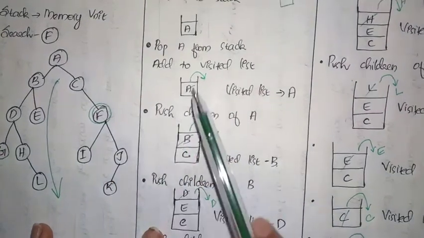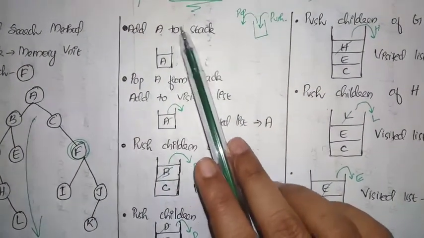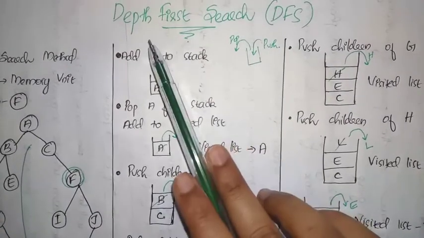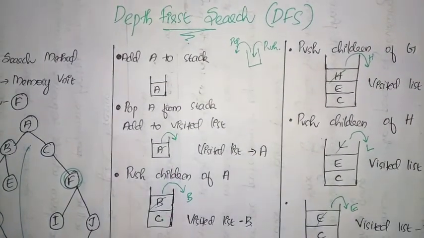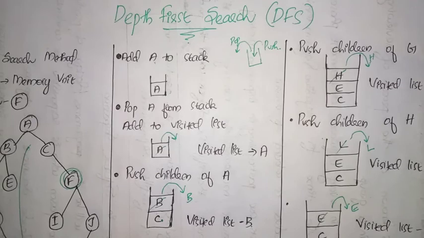So that is why it got the name depth first search. The searching is mainly done depth wise. So this is how DFS works. I hope that it's clear.